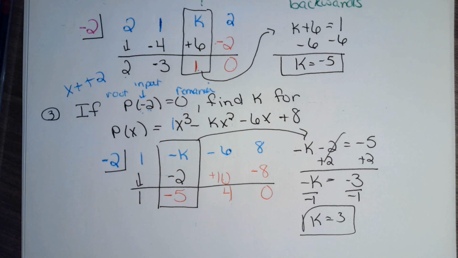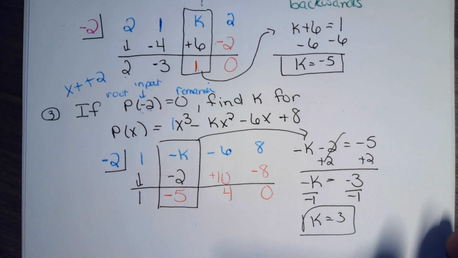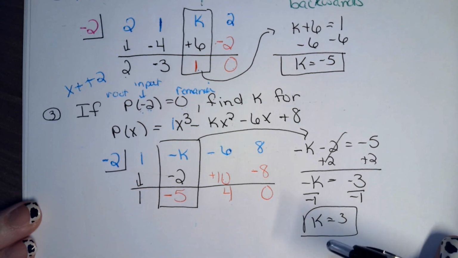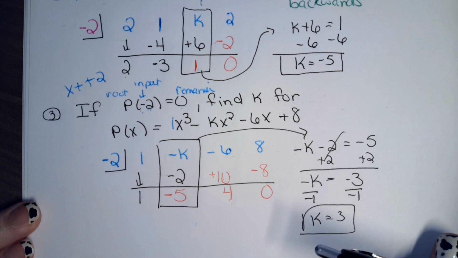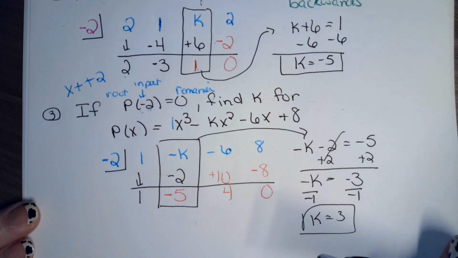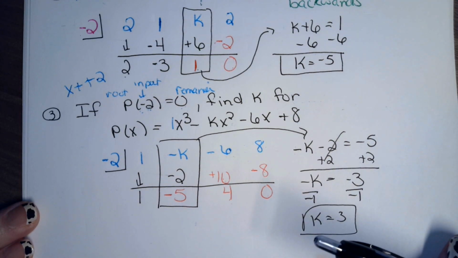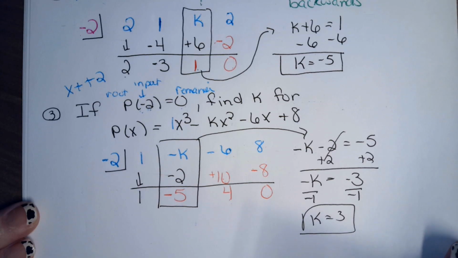So it's not too bad. It's still synthetic division. It's just that we have to work forward a little bit and then turn around and work backwards a little bit. Now for 1, 2, and 3, we were told that all of these were factors. So our remainder was always 0. So let's see what happens if your remainder is not a 0.